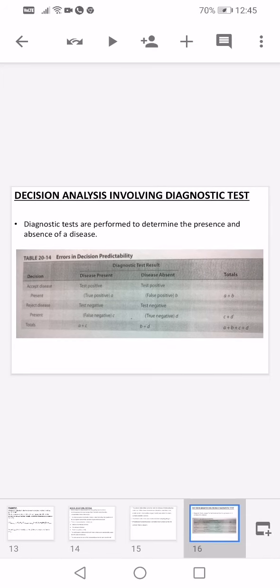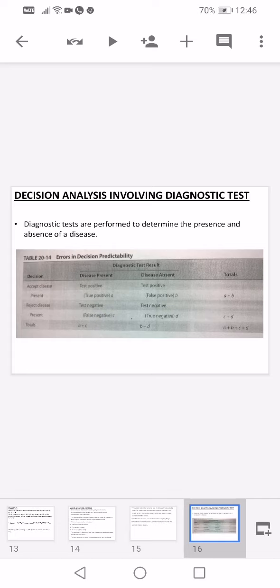And decision analysis involving diagnostic tests. The diagnostic tests are performed to determine the presence or absence of a disease. So like that, you know how to perform the diagnostic test for any disease. If the decision is to accept the disease and you have a positive test report, then it will give a positive result. If the disease is absent, you may also get a positive. So here is a table to find this out. You can see that if they accept the disease, then the test is positive. If the disease is present, sometimes it may be positive or it may be negative. And if you reject the disease, the test is negative. If the disease is present, it may sometimes be a false negative or a true negative.